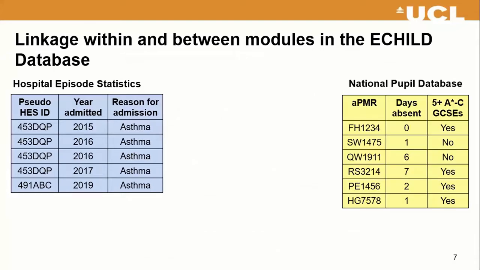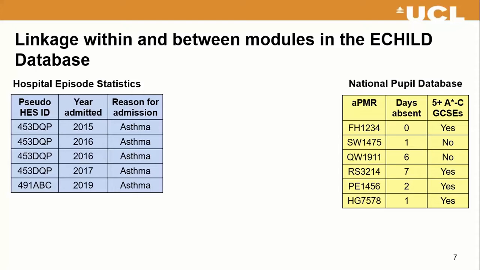So now, how does the linkage work between these two databases? This figure shows an example of what the ECHILD database looks like. On the one hand, HES includes a pseudo HES ID created by NHS Digital and, of course, patient information. NPD data includes an anonymized pupil matching reference, or APMR ID, created by the Department for Education and, of course, students' information.